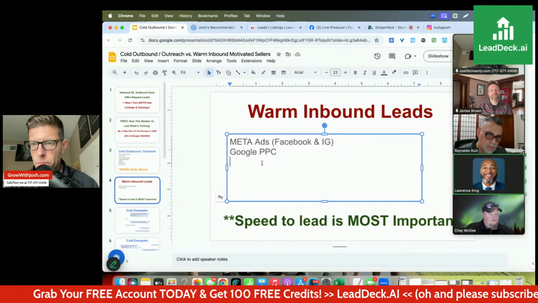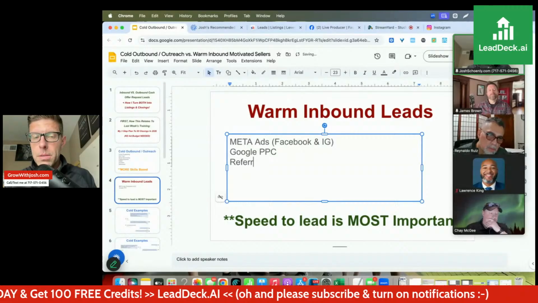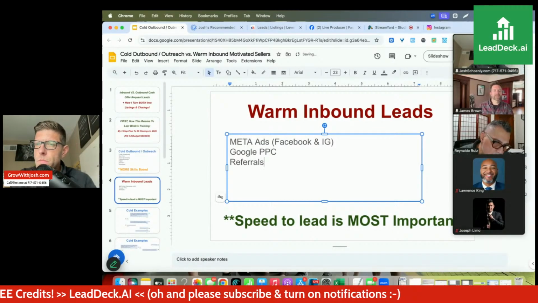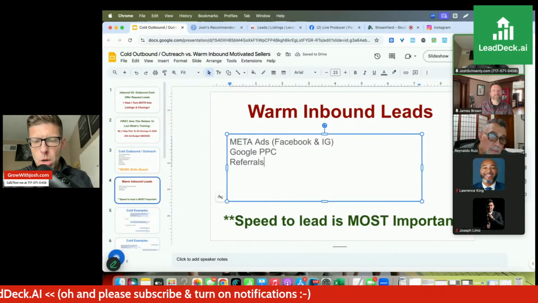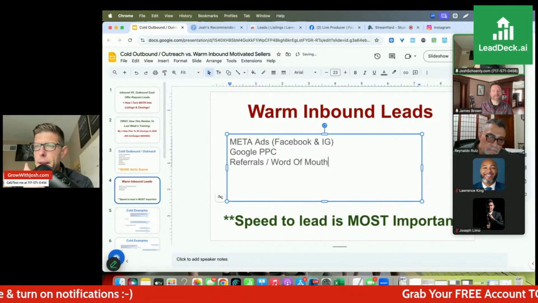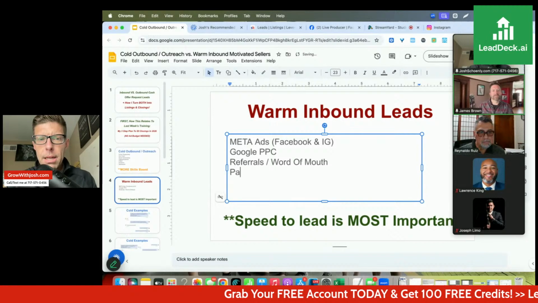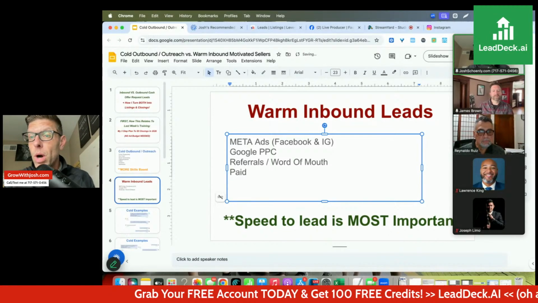What about referrals? Warm inbound would be referrals. Yeah. Word of mouth. Yep. So referrals, word of mouth. Okay. All right. What else? Paid lead providers. This is a big one for me.